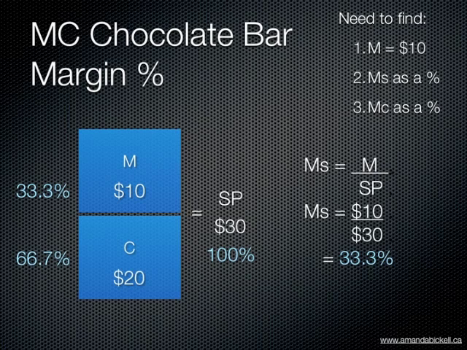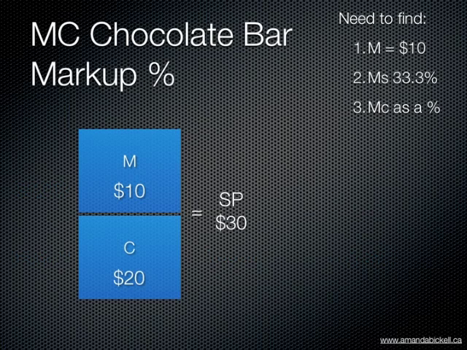We can find out that the cost represents 66.7% of the selling price. This can be really helpful. The other thing we're looking for in this question is to find out what our markup is as a function of cost. So the equation changes just a little bit.